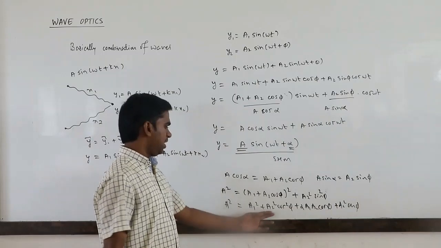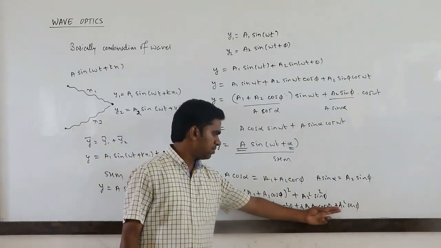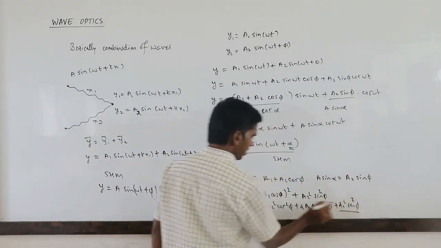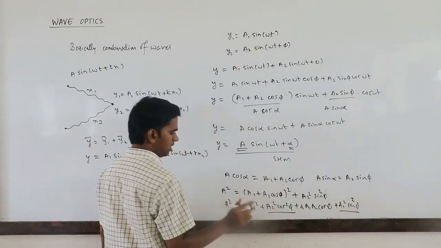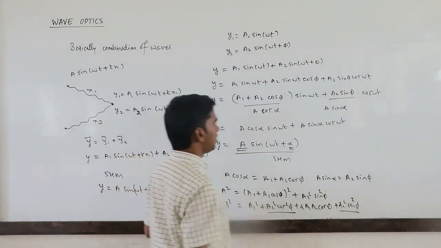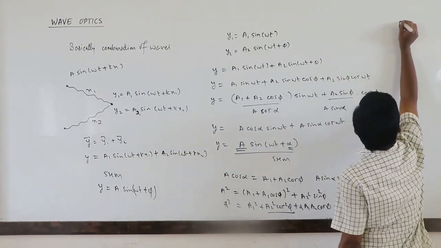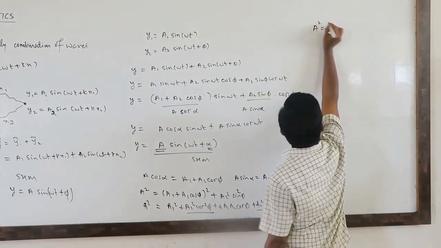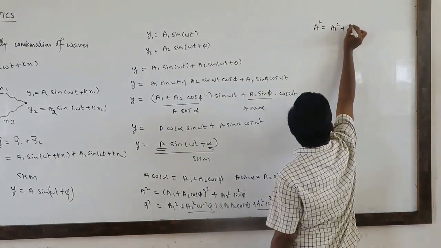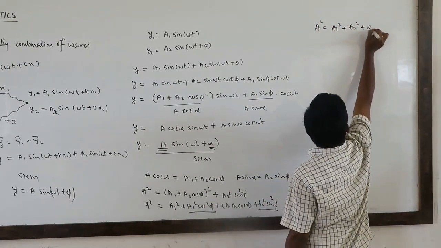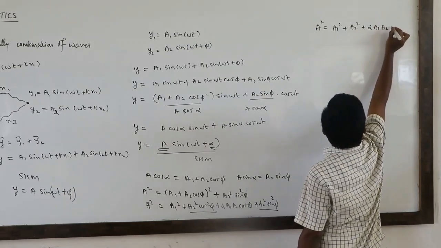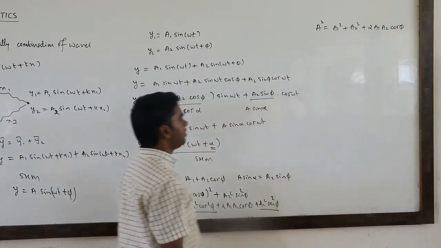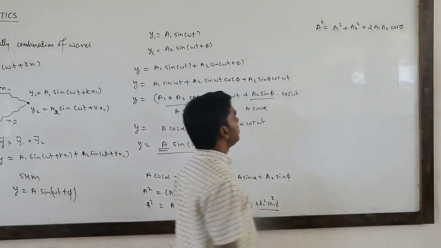Okay, A2 square cos square pi plus A2 square sin square pi will become what? This will become 1. So you can write it as just A2 square. So what you got is A square equals A1 square plus A2 square plus 2 A1 A2 cos pi. Pi is the phase angle, or phase difference, between the two waves.